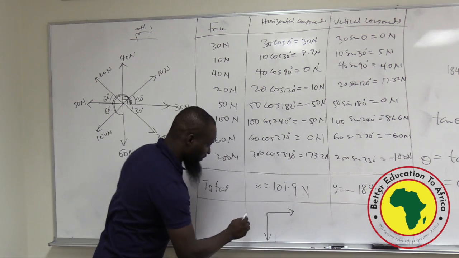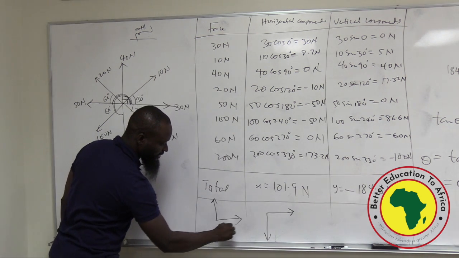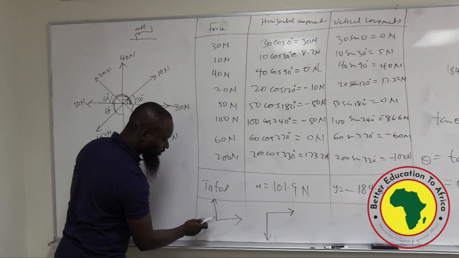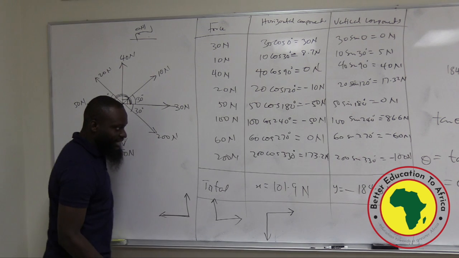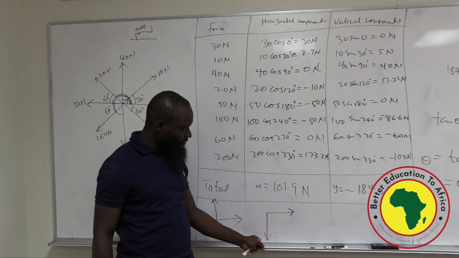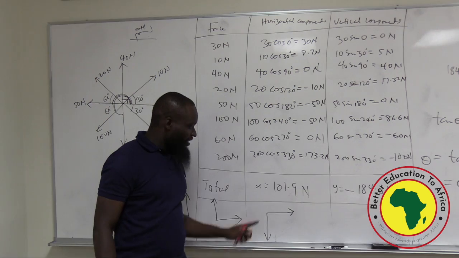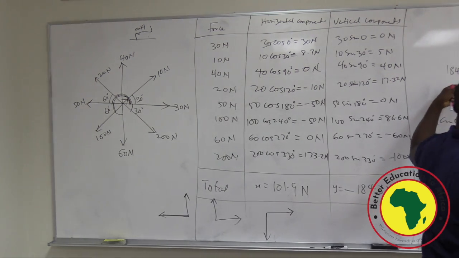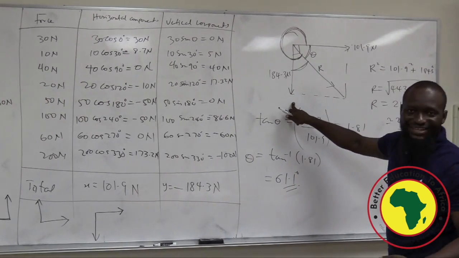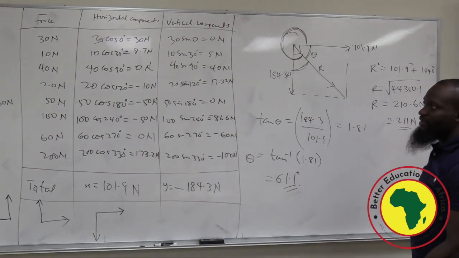If y was positive, it will go up, and the x go like this. If x was negative and y was positive, it will go like this. But here, y is negative, it will go down. So the minus just tells you it goes down. X is positive, it goes to positive. That is why we had this. X positive, y negative. And then you continue from here and you just get your answer.